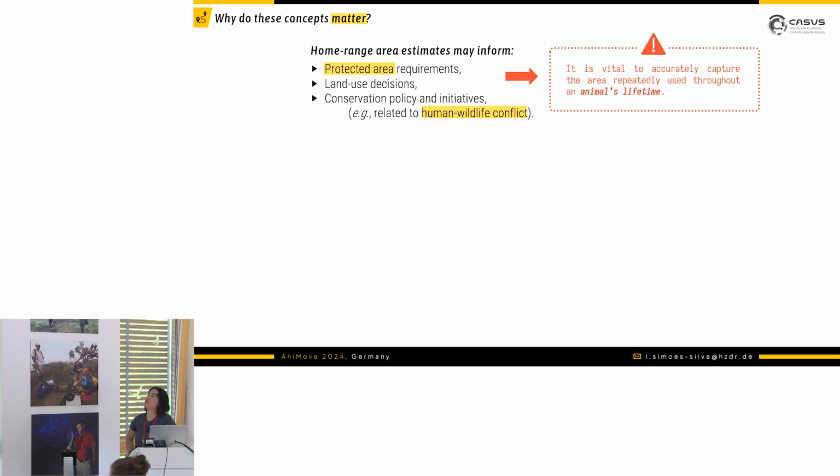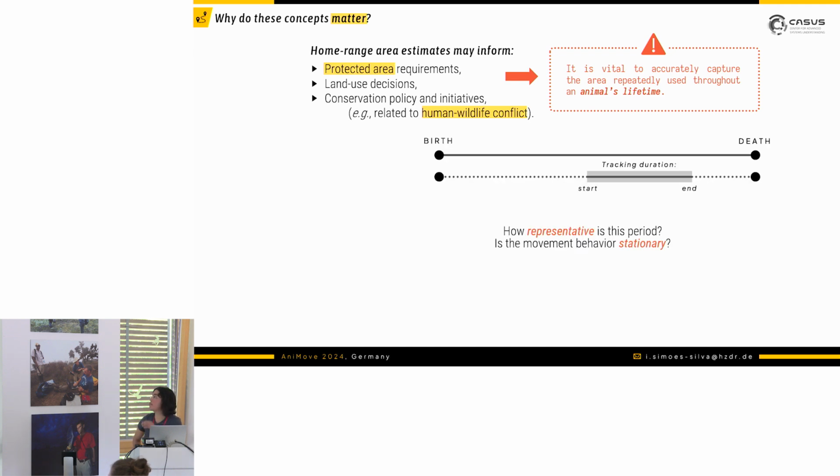So we can use these home range area estimates to inform many different conservation outputs, right? If we're trying to delineate a protected area and we want to know if it's enough for a minimal area requirement for a certain species or a certain group of individuals, home range area is one of the things we're using for that, right? Any land use decisions in terms of whether there needs to be a change in how a certain area is managed, and any conservation policy and initiatives, right? Even those related to human-wildlife conflict, which is why, once again, it's important to capture this animal's lifetime area.